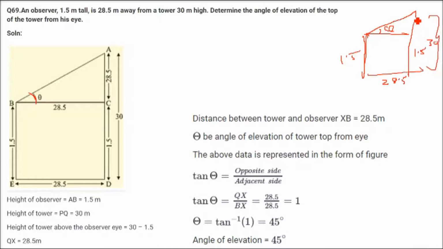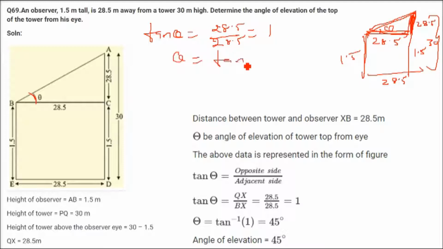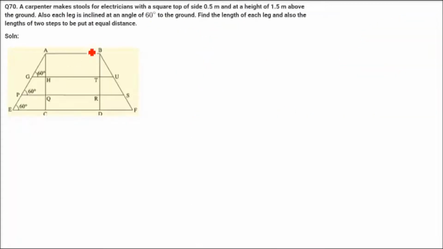And this whole distance is 30. So 30, this will be what? 30 minus 1.5, that is 28.5. This is this height, you can say, and this is the 28.5. So if I take this triangle, tan theta is equal to 28.5 by 28.5, which is essentially equal to 1. Tan theta is 1, so theta is equal to tan inverse 1, and this is going to be 45 degrees. This angle of elevation is 45 degrees.